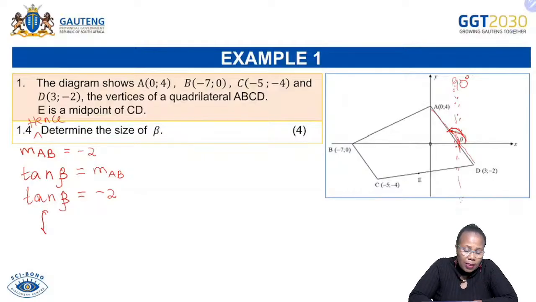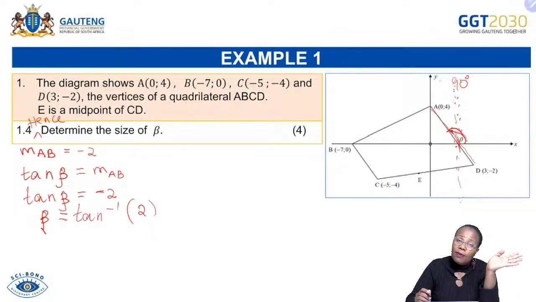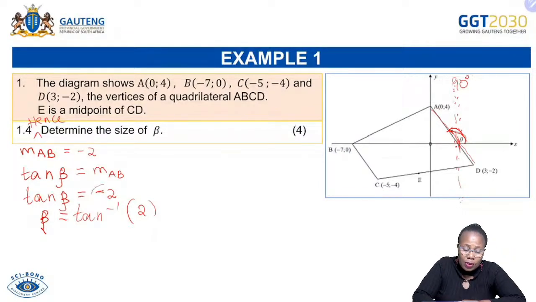So our beta then will be equal to arctan of 2 now. This negative is indicating that we are going where tangent is negative, which is quadrant 2. This negative indicates second quadrant.